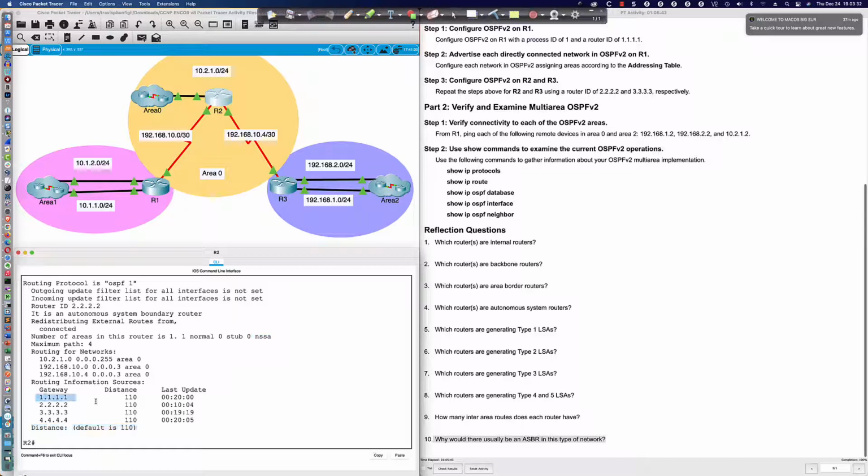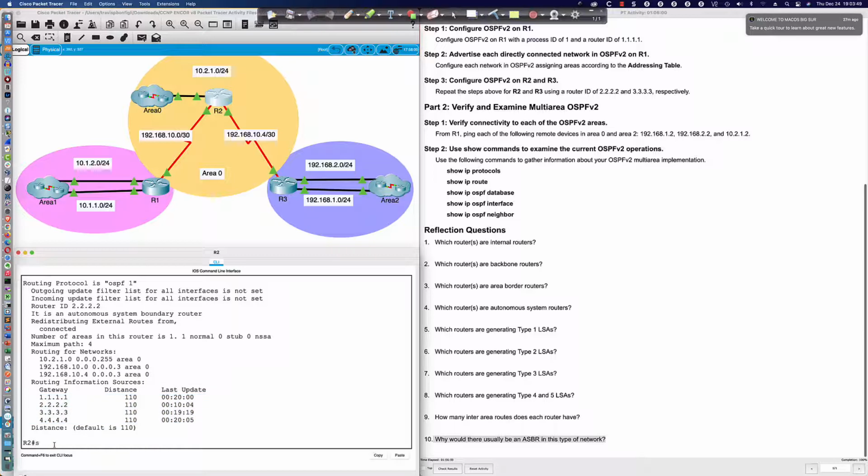And we see type 1 LSAs, right? Routing information sources for router 1, router 2, router 3, and router 4. Those are who we're getting the type 1 LSAs from. There's no router 5, no router 6, no router 7, no router 9.